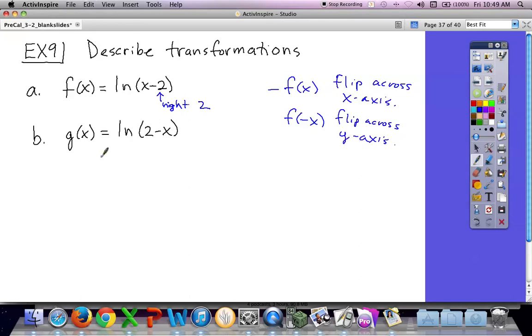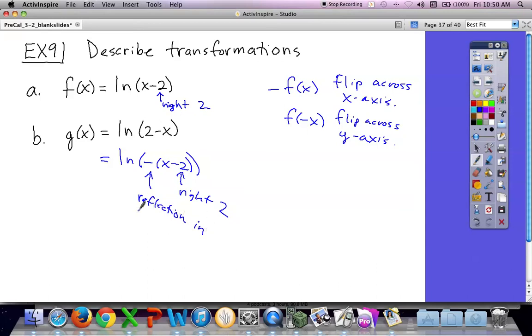Now, if I rewrite this one like this, this is ln of negative x minus 2. Right? Negative x minus 2 is the same thing as 2 minus x. Now, what are the transformations? The minus 2 still means over the x, the y-axis, and then a right 2. Right? The minus 2 means right 2. Flip over the y. Right? And then reflection in the y-axis.